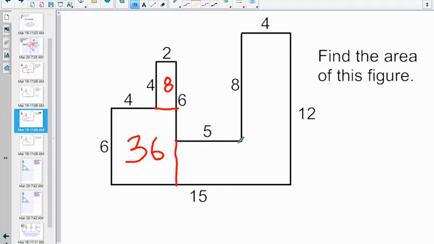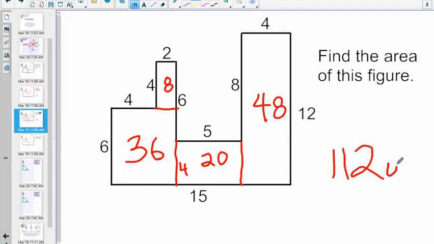Let's see, this has a length of 4. I'm going to cut this one this way. We already figured out on the previous slide that this height is 4. So I've got a rectangle here that is 4 by 5 for 20. And then this great big rectangle over here has a height of 12 and a width of 4 for a total of 48. And then I add up those 4 areas, 8 plus 36 plus 20 plus 48 for a total area of 112 square units. I'm going to do U to the second power to stand for square units. It's not feet or meters, it's just some length that we don't know.